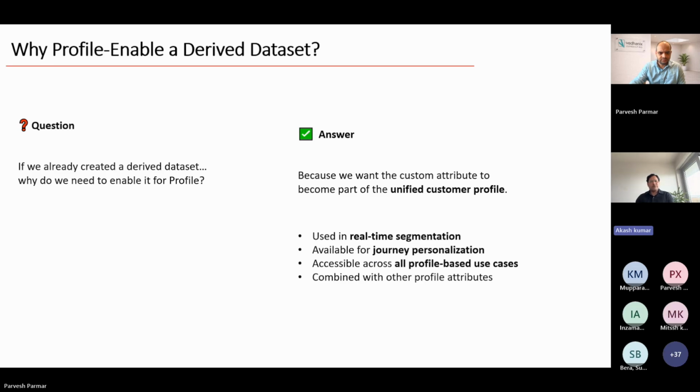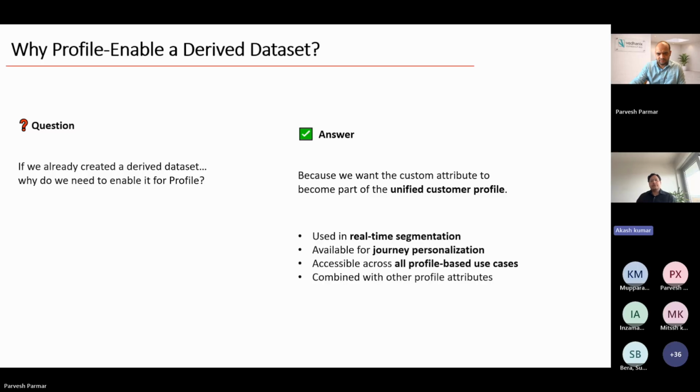Now I want to push here and ask an important architectural question. If we already created a derived data set, why do we need to enable it for profile? Isn't the data set already created? The answer is simple, because we want the custom attributes to become part of the unified customer profile. If it is not profile enabled, it stays only in the data lake. And if it stays in the data lake, it cannot power real-time profile use cases.